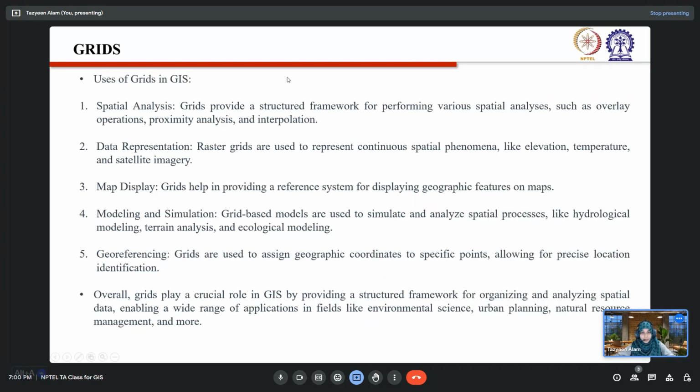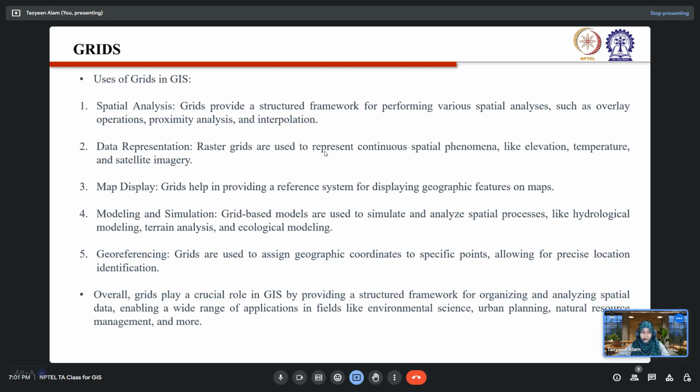Next, we need to understand the different uses of grids in GIS. Out of the several uses, we have classified five major uses. The first is spatial analysis. Here, grids provide a structural framework for performing various spatial analyses, such as overlay operations, proximity analysis, and interpolation. The second use is data representation. Whenever we have a raster grid, we use it to represent continuous spatial phenomena, for example elevation or temperature or satellite imaging.